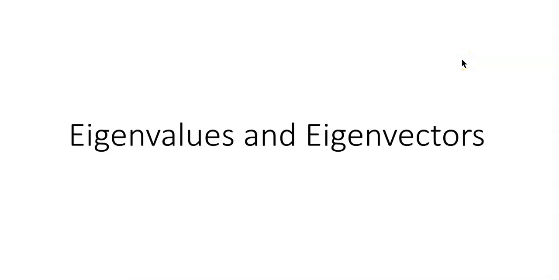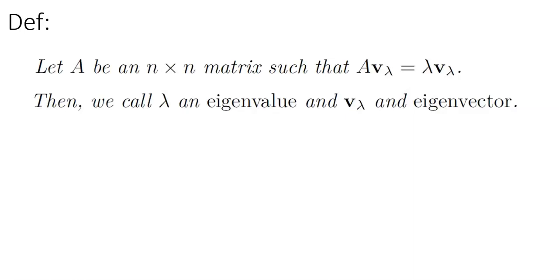Okay, so we're going to talk about eigenvalues and eigenvectors. Pretty straightforward. If A is an n by n matrix such that AV equals lambda V, then we call lambda an eigenvalue and V an eigenvector. Okay, let's look at an example.